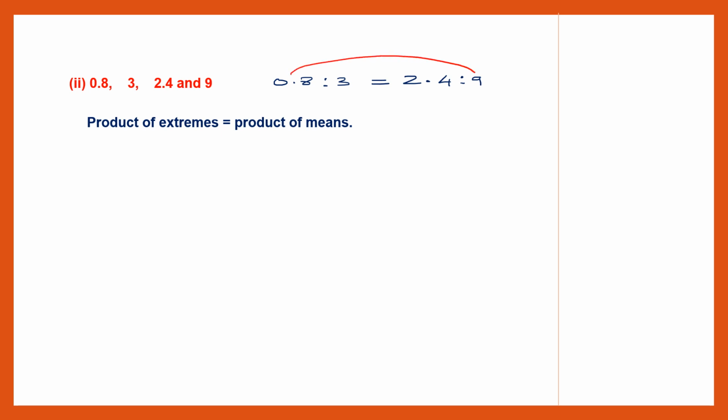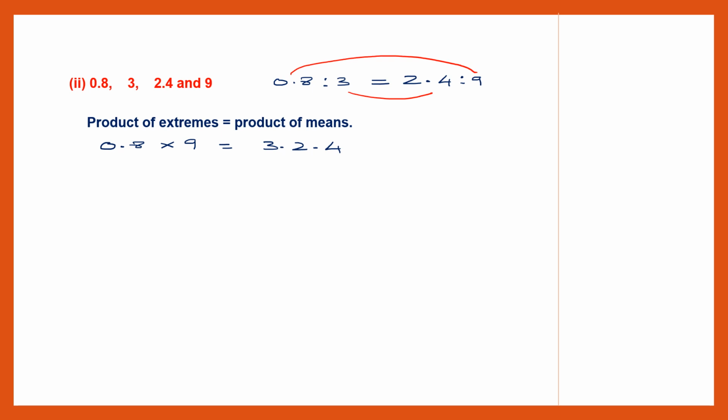Question 2. So here also remember there are four quantities, four terms. The first two terms form the first ratio and the next two terms form the next ratio. So first let's write that. So we have 0.8 is to 3 and this should be equal to 2.4 is to 9. Now the product of extremes is equal to the product of means, isn't it? So these are the extremes. 0.8 into 9. So product of extremes is 0.8 into 9 and this should be equal to product of means, which is 3 into 2.4. So now we need to work this out.